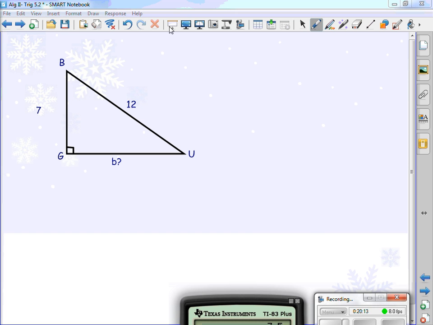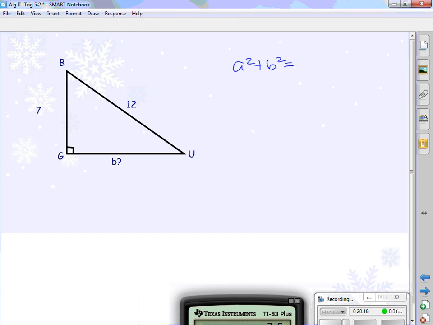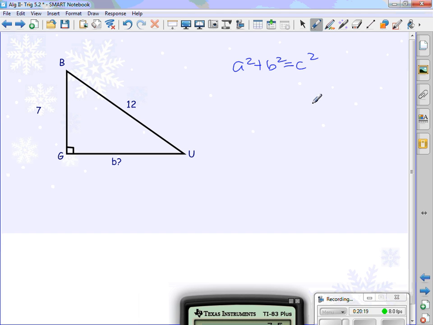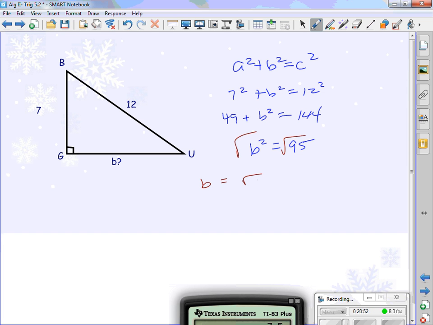All right, solving this. I have a squared plus b squared equals c squared. I don't care if you use a or b. 7 squared plus b squared equals 12 squared. 7 squared, 49. 12 squared is 144. What did you do here? Subtract 49, so b squared is 95. How did you solve it here? Square root, square root. b equals plus or minus the square root of 95.